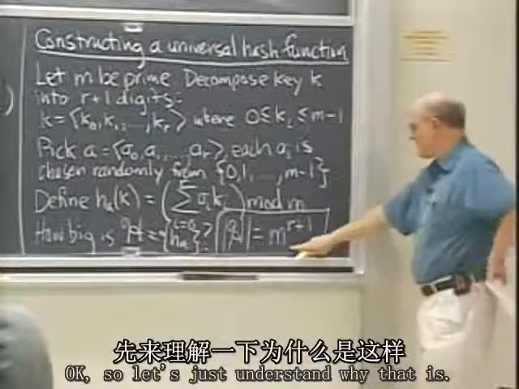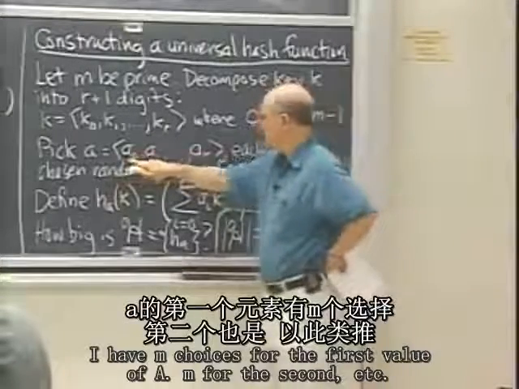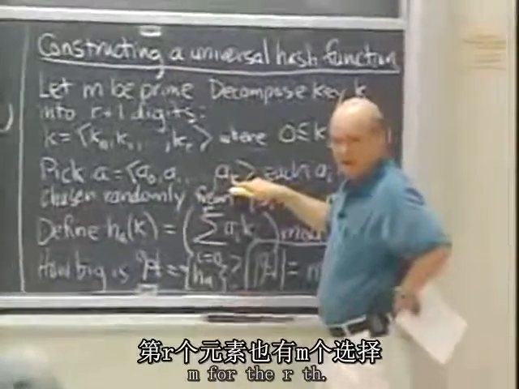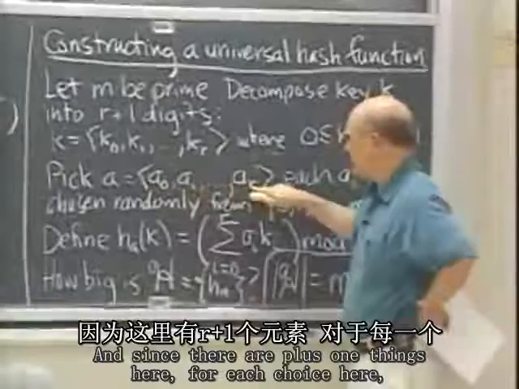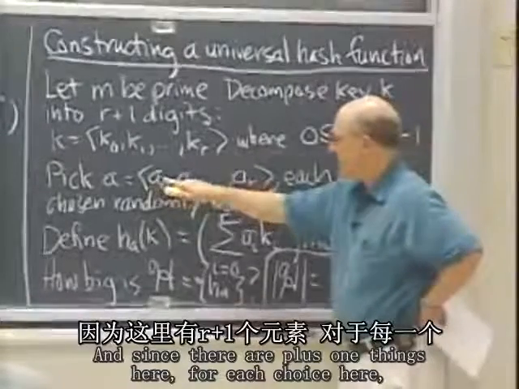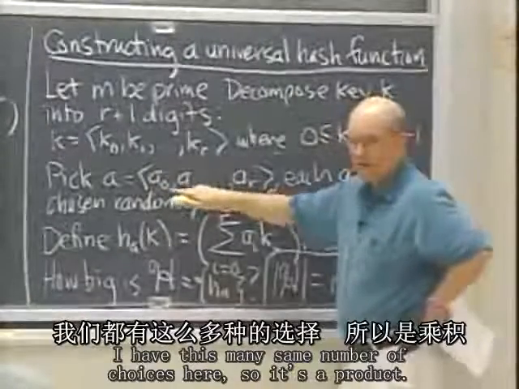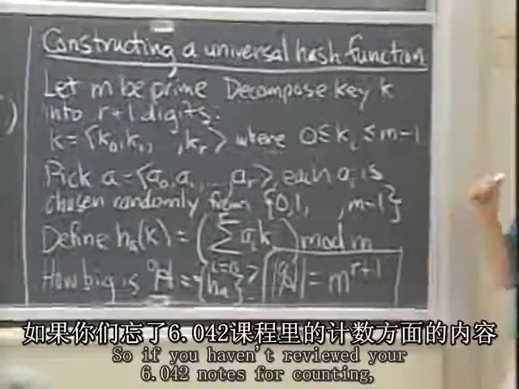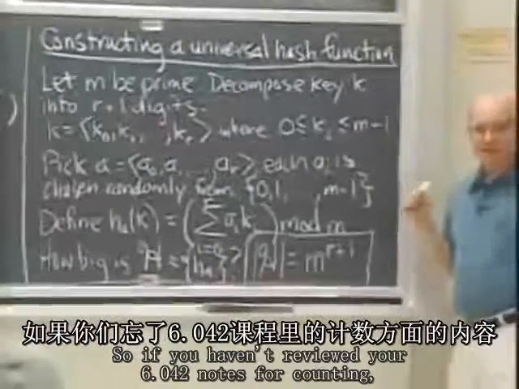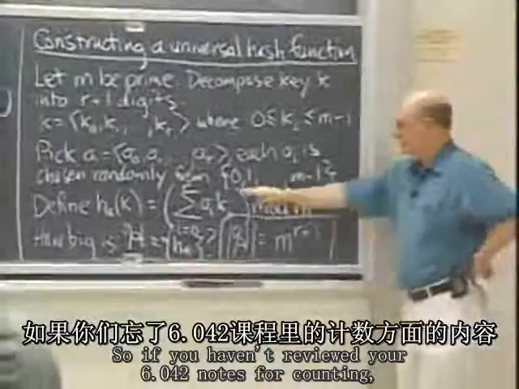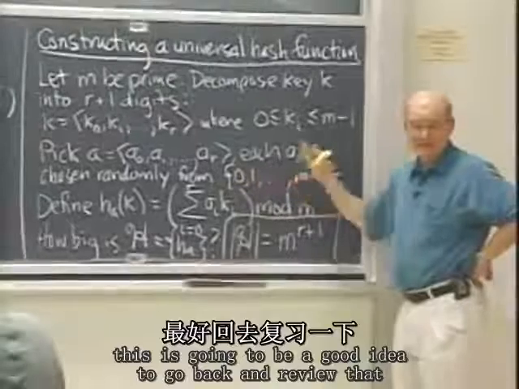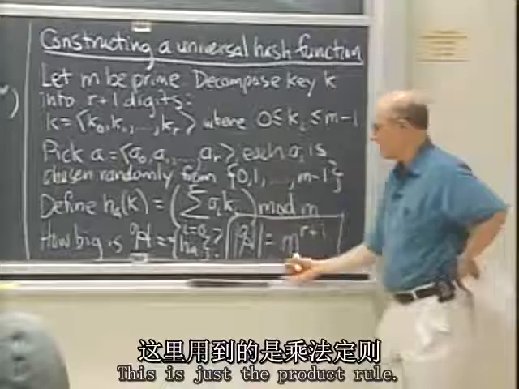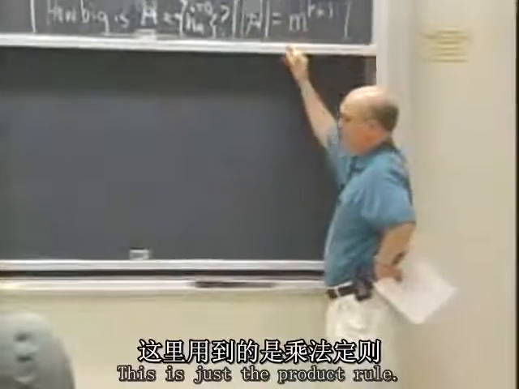Let's just understand why that is. I have m choices for the first value of A, m for the second, etc., m for the rth. And since there are r plus 1 things here, for each choice here, I have this many choices there, so it's a product. This is the product rule in counting. If you haven't reviewed your 6042 notes for counting, it's a good idea to go back and review that, because we're doing stuff of that nature.